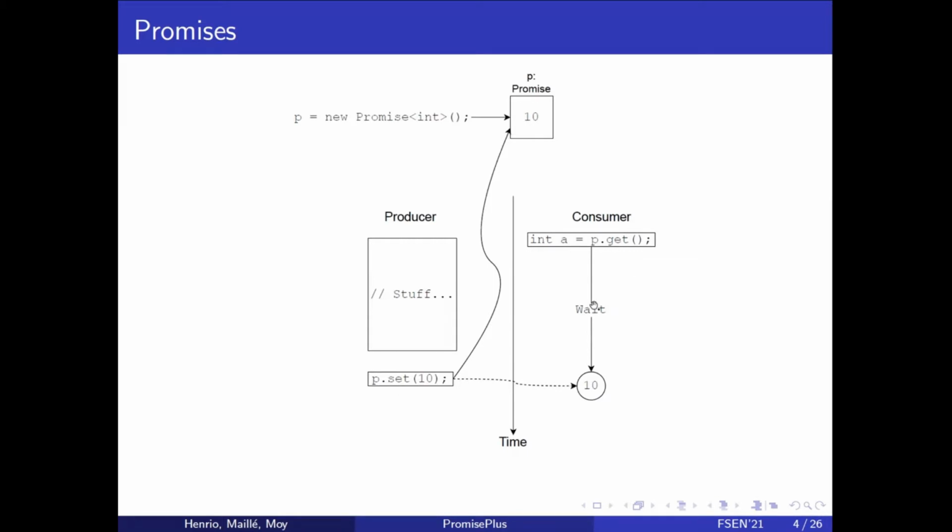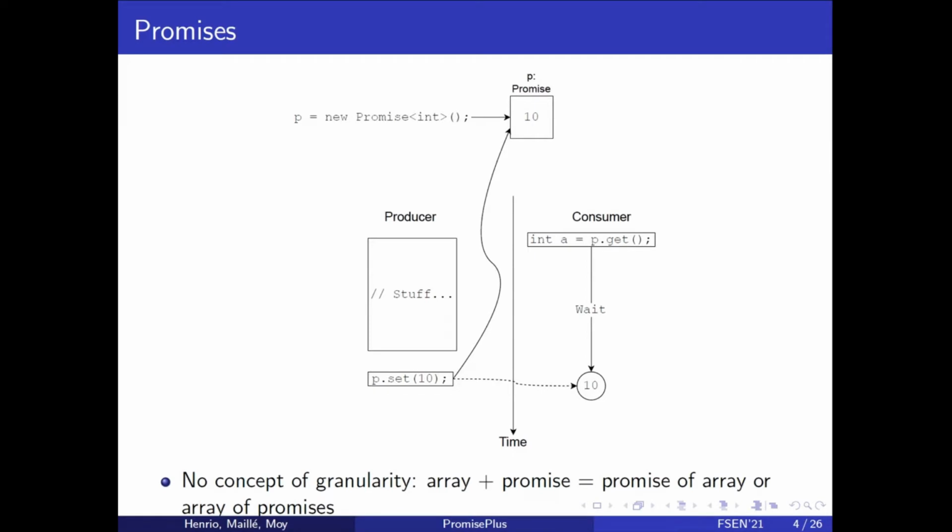And as we see here, get is a blocking operation. As long as there is no set, get will wait indefinitely. And as soon as set is performed, get unblocks and retrieves the value inside the promise. So a thing to note is that a promise cannot be set multiple times. You write a value once and you can't change it. If we look at combining an array and a promise, we only have two options: a promise of array or an array of promises. We can't have something that looks like a promise of chunks of array. That doesn't exist yet.